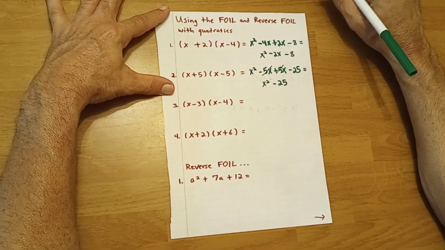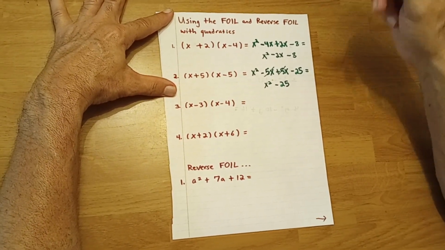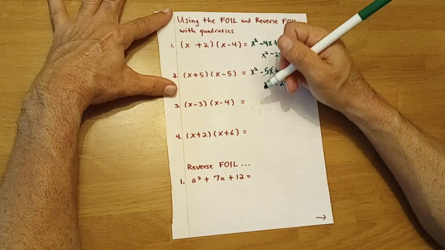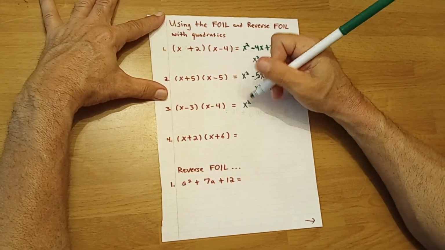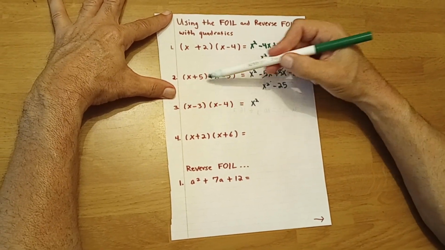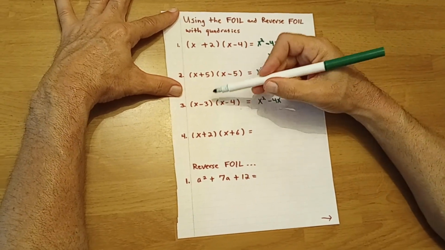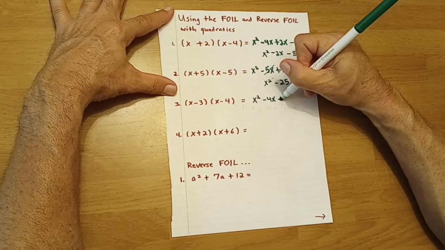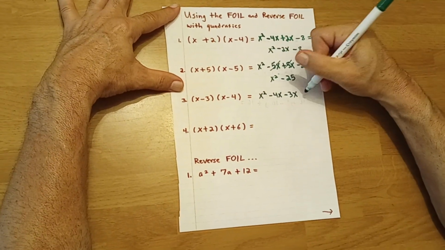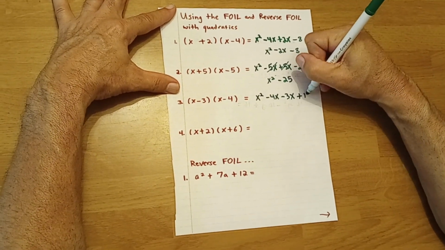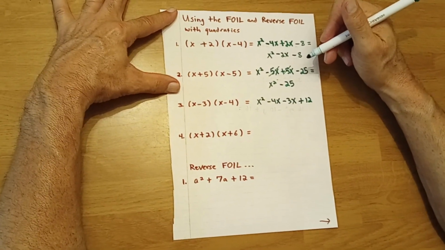Okay, let's try the next one with x minus 3 times x minus 4. You're probably getting the hang of this, but we'll keep on practicing. x times x, first terms, gives x squared. Outside, x times negative 4, negative 4x. Inside, negative 3 times x is negative 3x. And last, negative 3 times negative 4 is positive 12. Remember that when we multiply two negative numbers, we actually get a positive number.